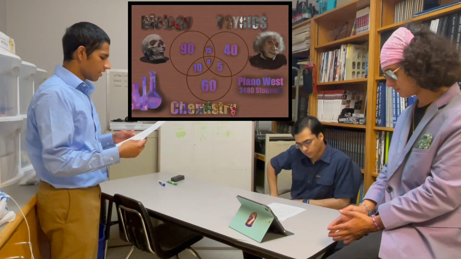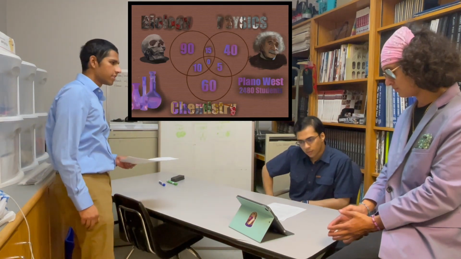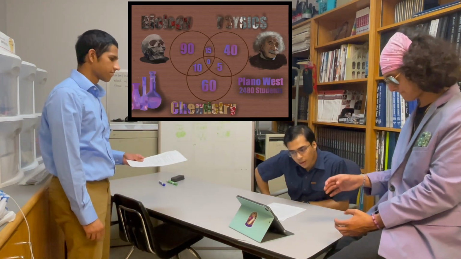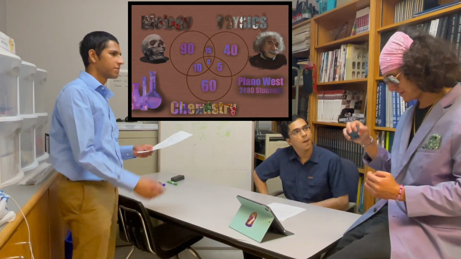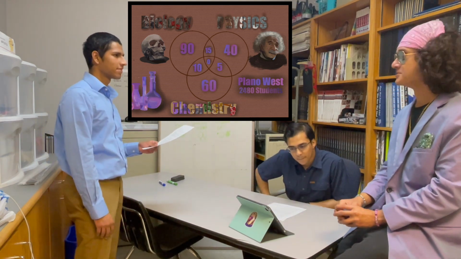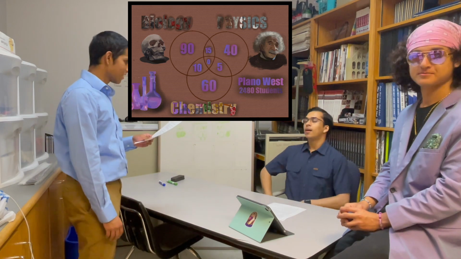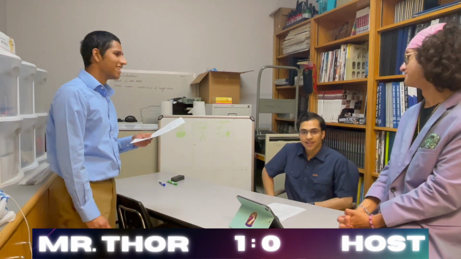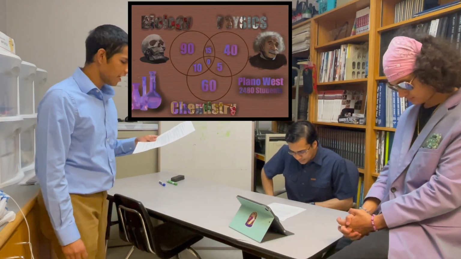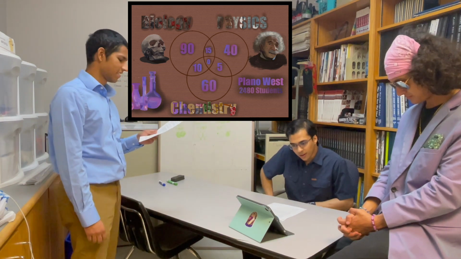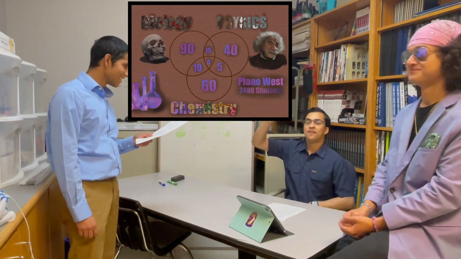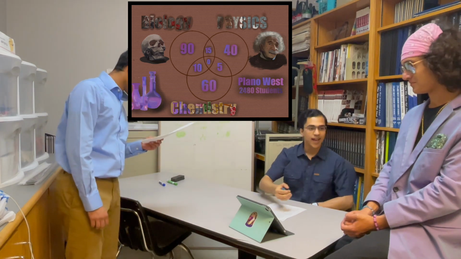Let's go, Mr. Khaja. Here's the first question. How many students are taking AP Physics? Yes, Mr. Thor? There are 60 students. That is correct. He's quick. Second question. How many people are taking AP Physics and AP Chemistry? 5. That's right. Thank you. I got this, guys. 1-1.